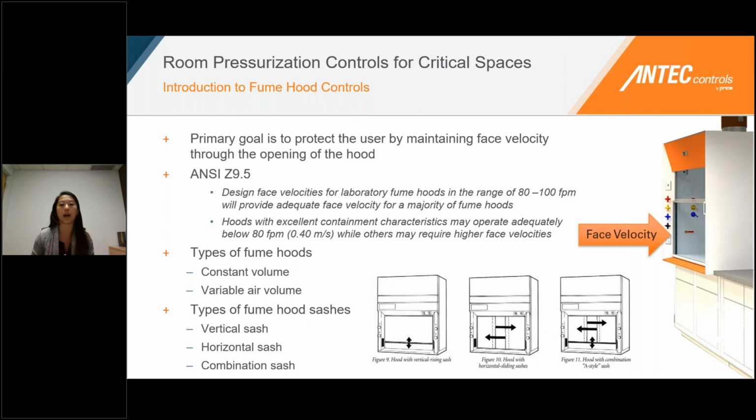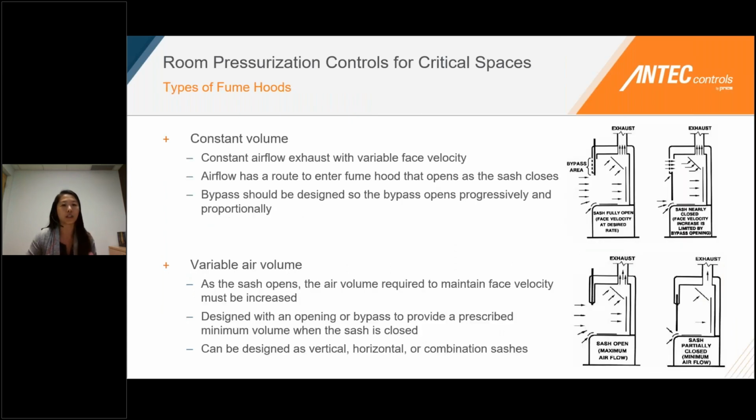And we'll talk a little bit about how we can control variable air volume hoods with these different types of sashes. But first, again, talking about the different types of fume hoods first. So the first one is a constant volume fume hood. So that's what you see here.